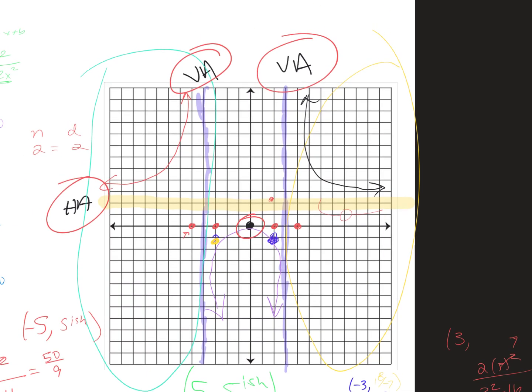So the snake in the middle doesn't respect the horizontal asymptote? Correct. It can go through it, yes, though not all the time. You can sometimes cross horizontal asymptotes. You can never cross the vertical asymptote. All right, questions?